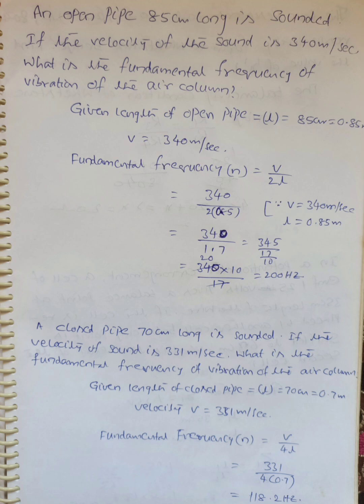A closed pipe 70 centimeters long is sounded. If the velocity of the sound is 331 meters per second given, what is the fundamental frequency of vibration of the air column? Given length of the closed pipe L is equal to 70 centimeters, that is equal to 0.7 meters. Velocity V is given to be 331 meters per second. Fundamental frequency of closed pipe N is equal to V by 4L. 331 by 4 into 0.7. On simplifying it, we will get N is equal to 118.2 hertz.